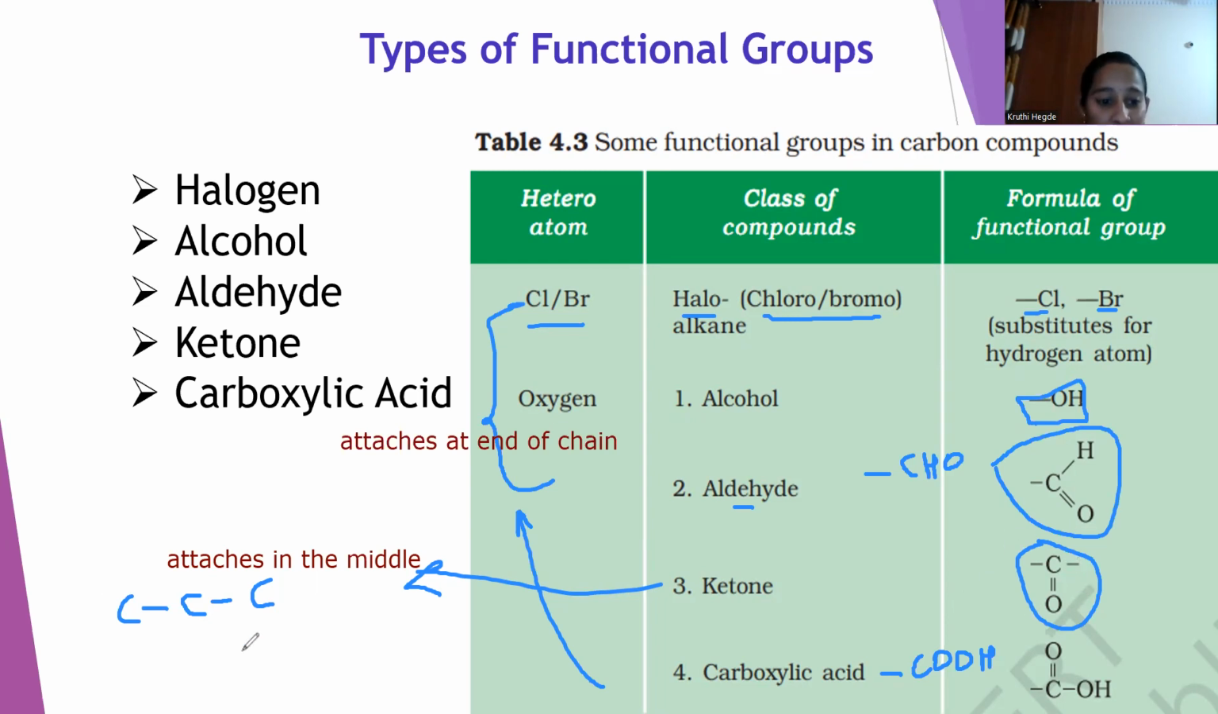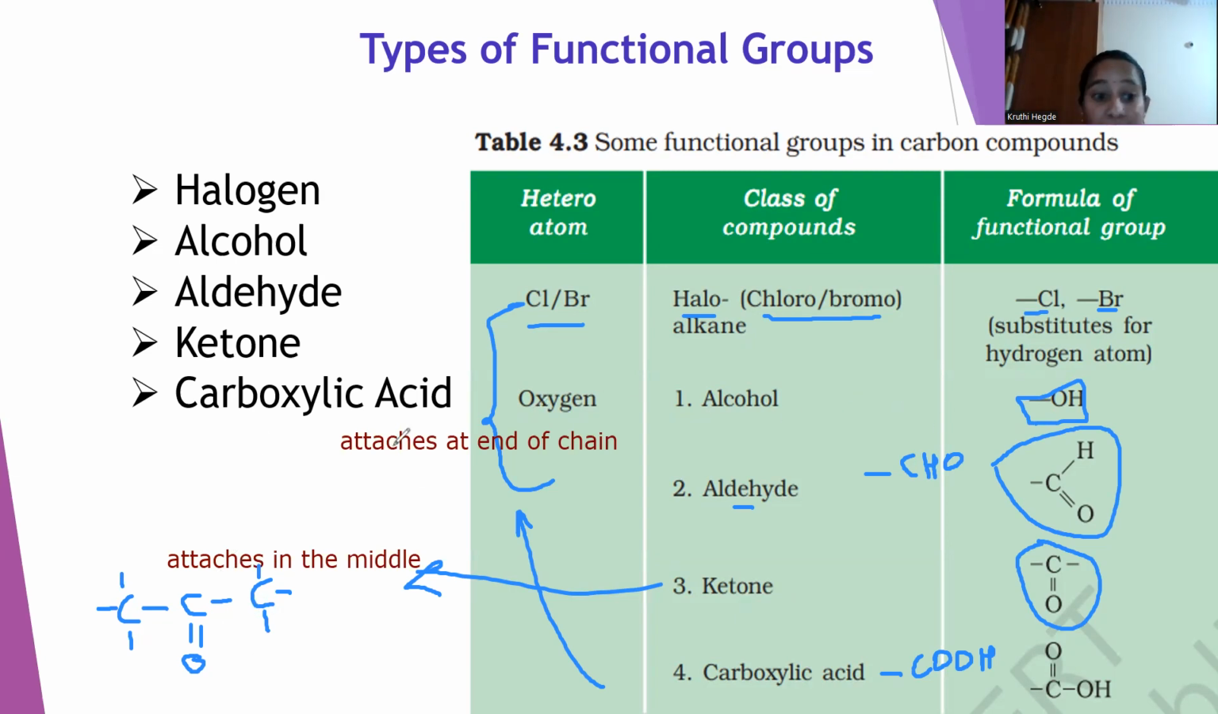So this C, the middle carbon atom, attaches to CO. Okay, and the rest of the bonds, the 3 bonds, will be filled by hydrogen. The empty bonds indicate hydrogen. So here this particular CO is the ketone functional group. It attaches in the middle.